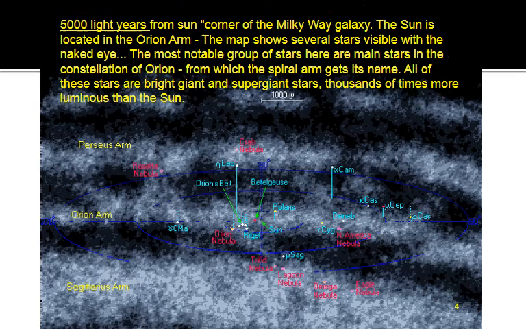Within 5,000 light years, we're in the corner of the Milky Way galaxy, and we're located in the Orion Arm. And the most notable group of stars is the constellation of Orion. So that's where we get the spiral arm. We get its name from there. And these stars that are listed here are bright and supergiant stars, thousands of times more luminous than the sun, and we can actually see these. And so these are listed here, and you can actually start to see these rings of the Milky Way.